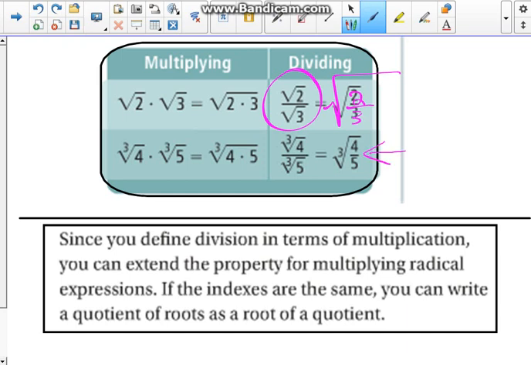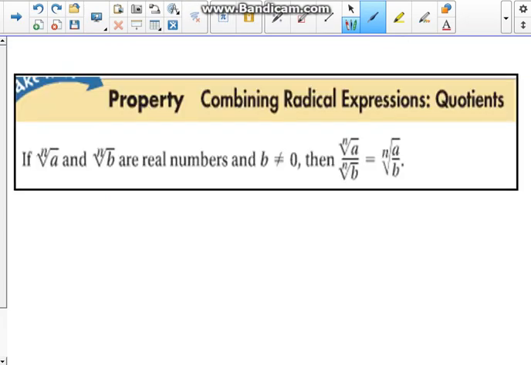And here, likewise, we've got the cube root of 4 over, or divided by, the cube root of 5. And we can rewrite that as 1 cube root of 4 over 5. And that's all that is. So here's the property of combining. You may pause and write this if needed.